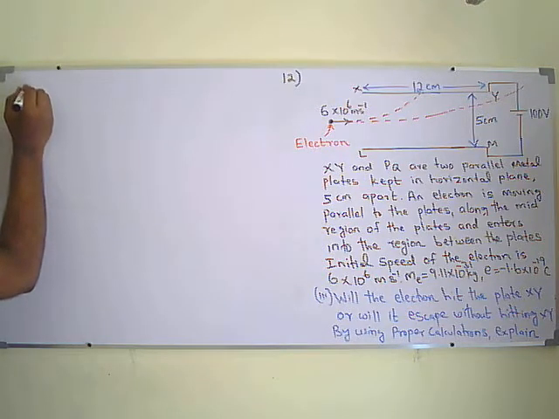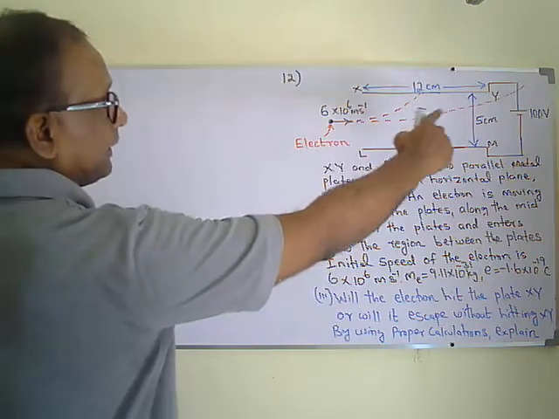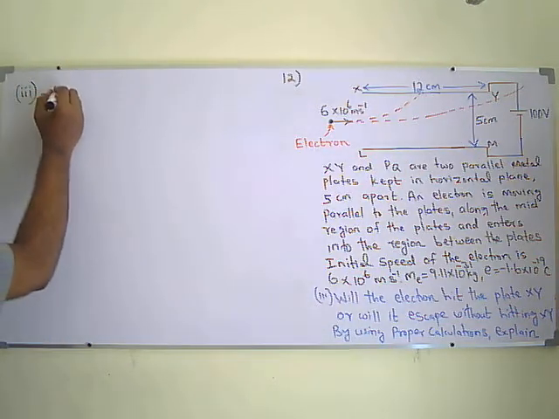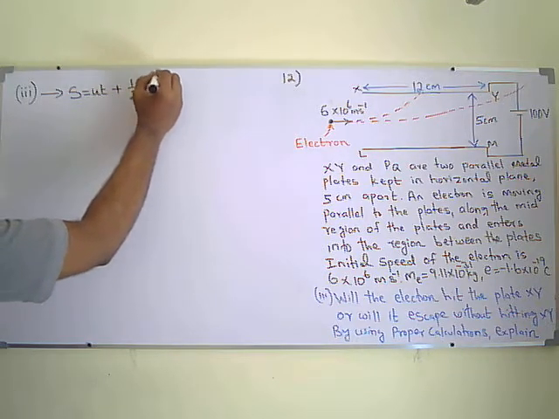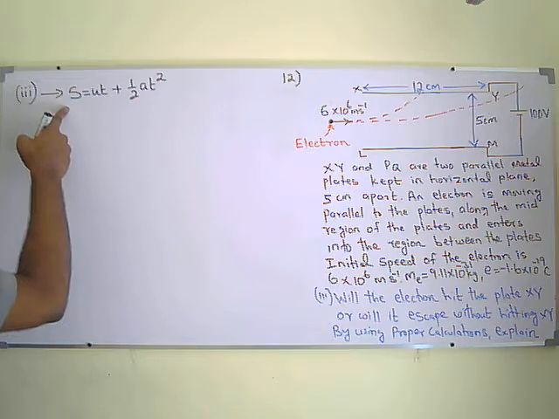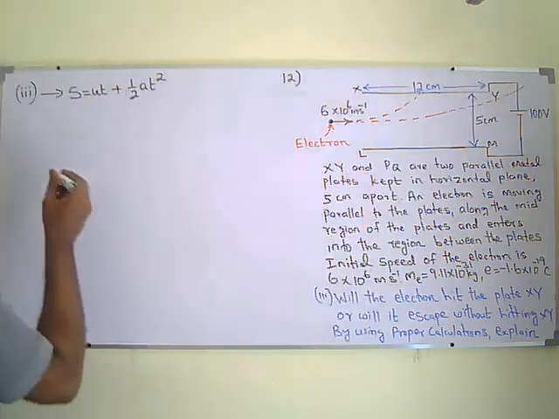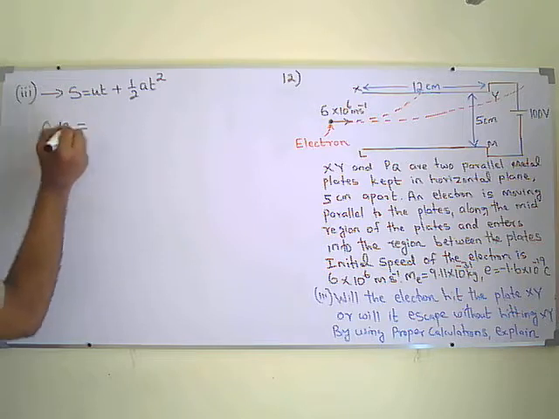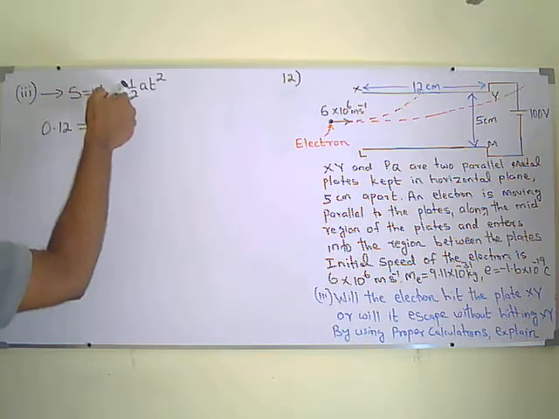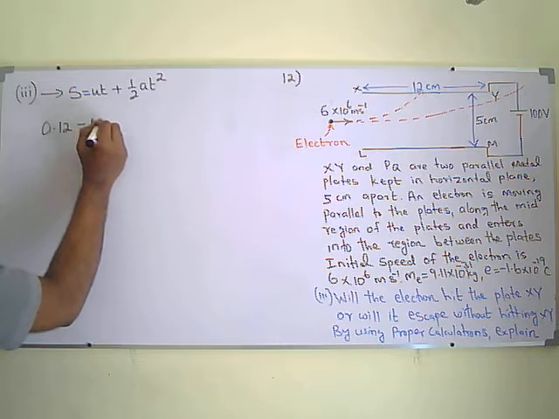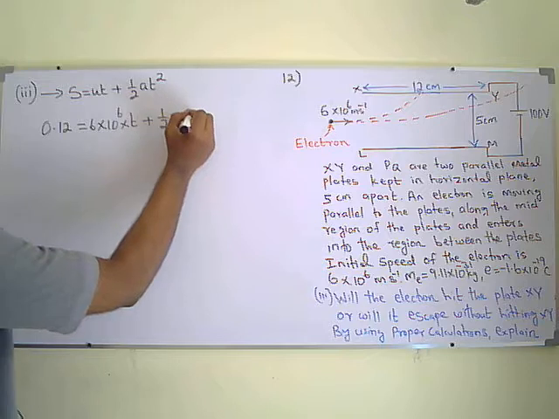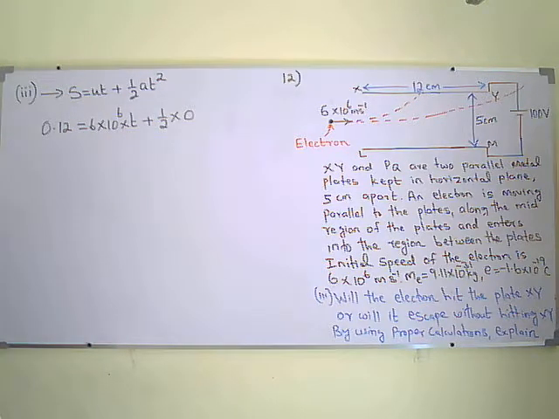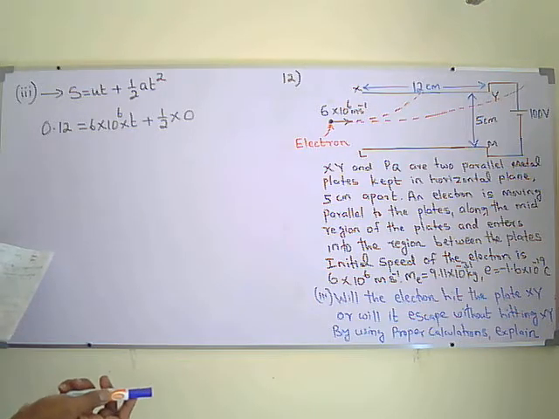I already found the time taken to complete. No, I didn't find it. So horizontally I can use S equal ut plus half at squared. So the displacement to come out of the plate, 0.12 equal to the initial speed, 6 into 10 to the power 6, into t, plus horizontally no acceleration, because I told several times horizontally there is no electric field, so horizontally there is no acceleration.